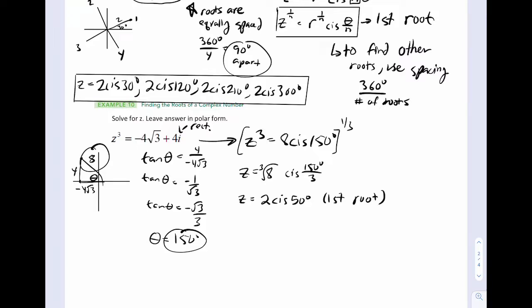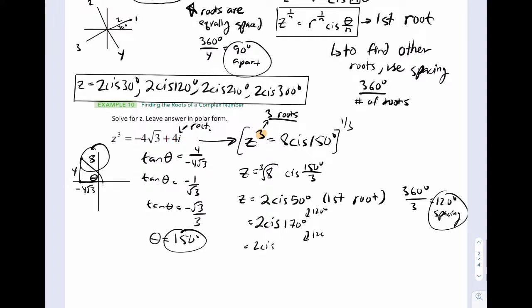Now to get the other ones, all you have to do is think, well, how many are there? Look right there, this is 3rd power. So by DeMoivre's theorem, there must be 3 roots total. Think about spacing. There's 360 degrees in a circle. Divide by 3. That's 120 degree spacing. So the next answer is 2 cis, just add 120, which is 170 degrees. The next answer is 2 cis, add 120, that's 290 degrees. And there are the 3 roots, or the 3 solutions for this equation.